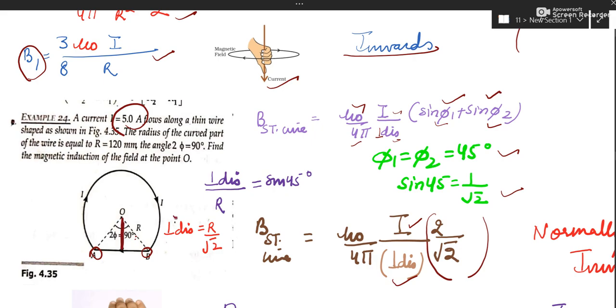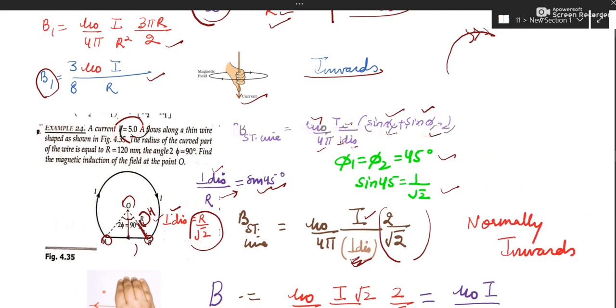Perpendicular distance up, and this is the radius. This is down. So this is perpendicular by hypotenuse. OP is the perpendicular distance, and this is the hypotenuse. So this is sine 45, because the entire angle is 90 and half the angle is 45. Sine 45 is 1 by root 2. So r will come here, and the perpendicular distance is r by root 2. Substitute here. Then talk about the direction.